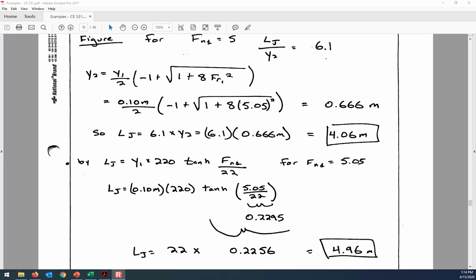Jeffrey's got it. Good job, Jeffrey. 4.96, that's exactly right. And so it's in the same ballpark as the Bureau of Reclamation nomograph, but when you have different methods for an empirical estimation, like how long a hydraulic jump is, it's good to calculate it according to all the different methods just to look at what different models are predicting.